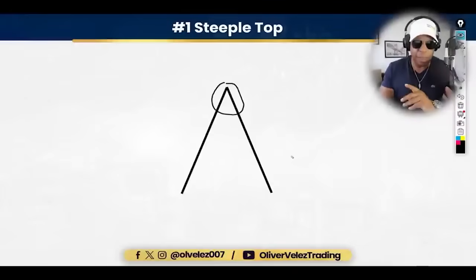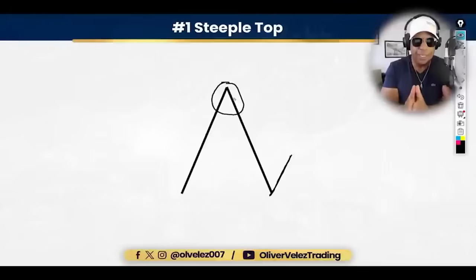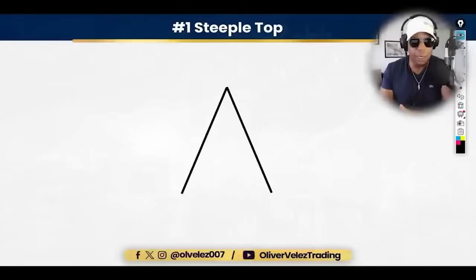Now, the bottom V's happen more consistently than the top V's. The steeple tops are not as common as the bottoms are. I still want you to be able to read it, but it's going to be your least frequent occurring top. The abrupt stop and the immediate collapse to the downside. You'll see it, but not as frequently as what we're going to cover next.